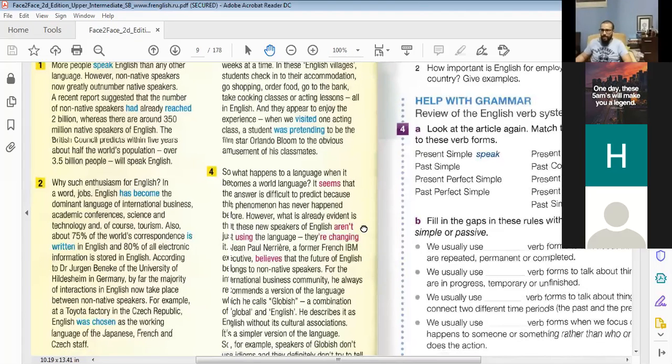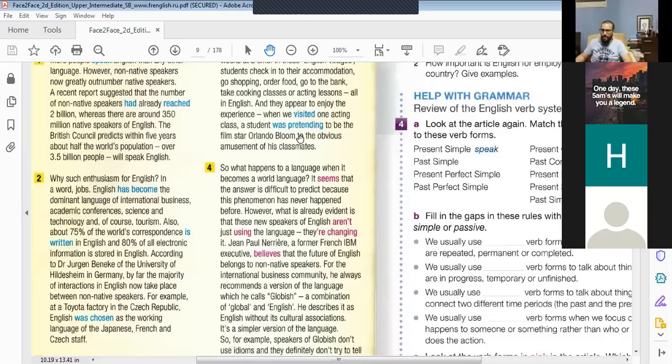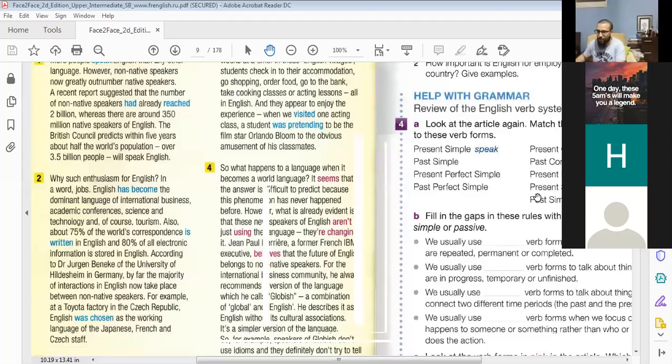Okay. What about was pretending? What's this? Past continuous. Correct. So was pretending, this is past continuous. What else do we have? Was chosen. Passive. But what kind of passive? Past simple passive.